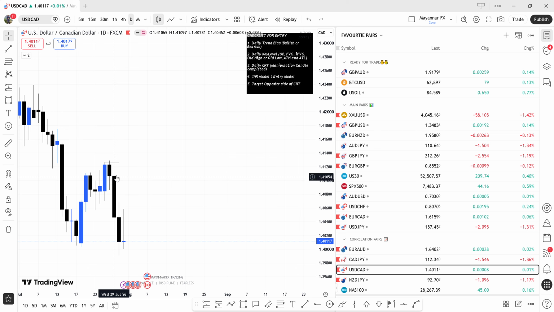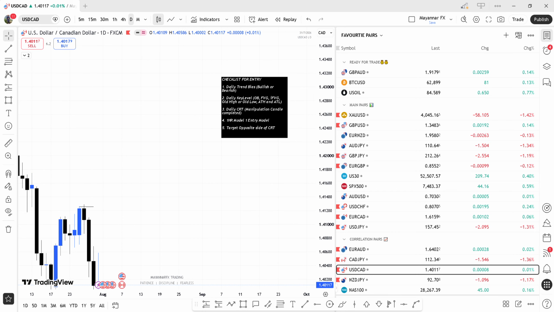So I know this trade probably did not get to my model 1, because most of the model 1 forms at the extreme here. But if it had gotten to this place, that would have been a perfect trade. You understand? But at least it's just a simple checklist. Now target the opposite side of the CRT, here. That's all. Just a simple checklist, just 5 steps. There's no need for trading too much. So that's just it.